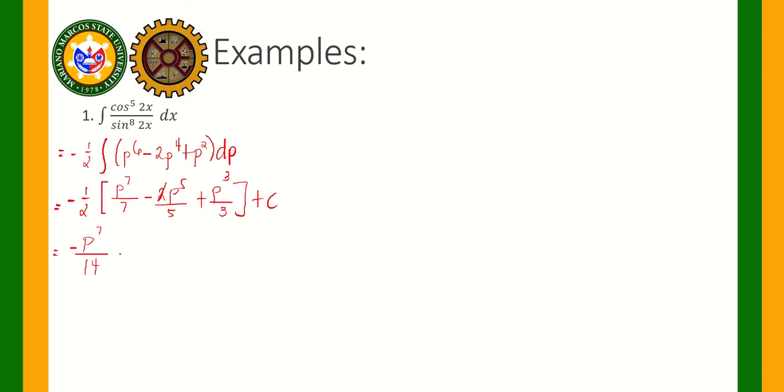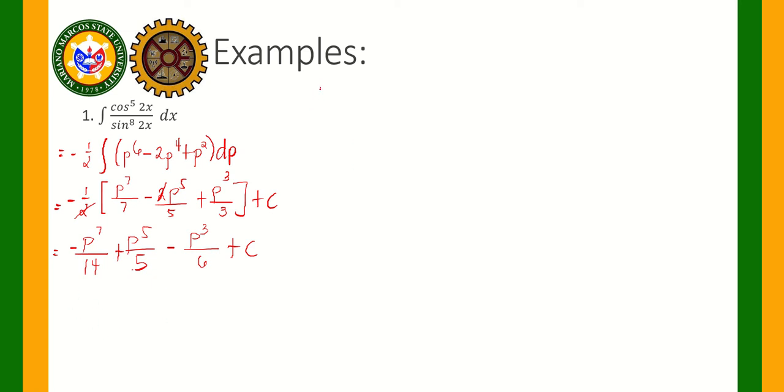So, this is negative times negative, positive P raised to 5 all over 5. Okay, they cancel. And then, for this one it is negative P cube all over 6, and then plus C. Now, let's back substitute.